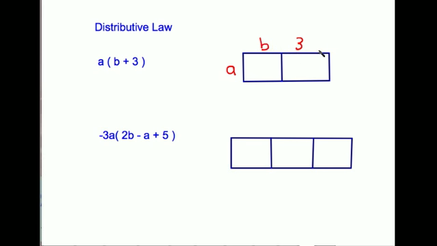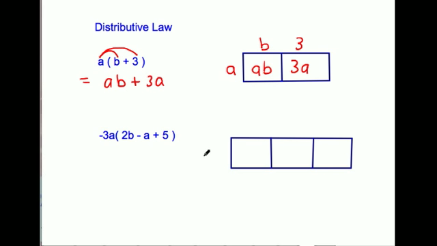Now we know that area of the whole thing is the same as the sum of the individual areas, ab plus 3a. Therefore, in the distributive law, the number outside the brackets is distributed to every term within the brackets.